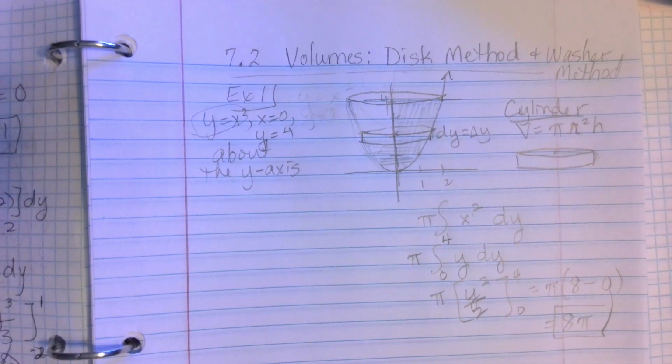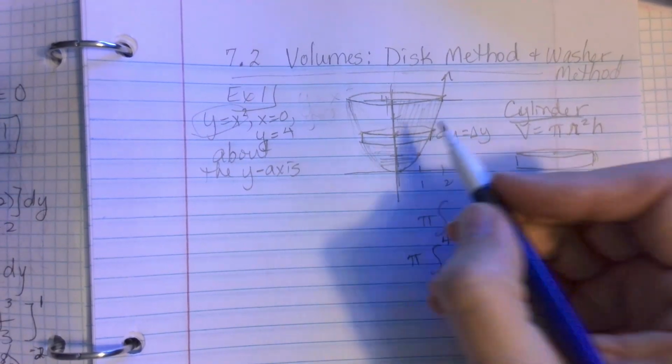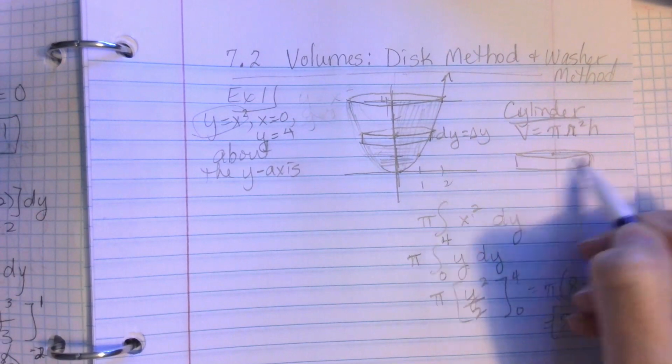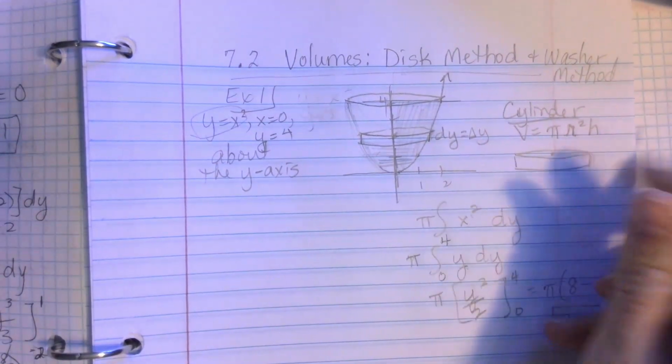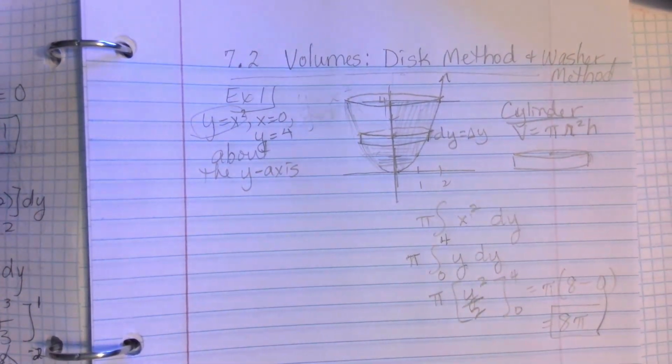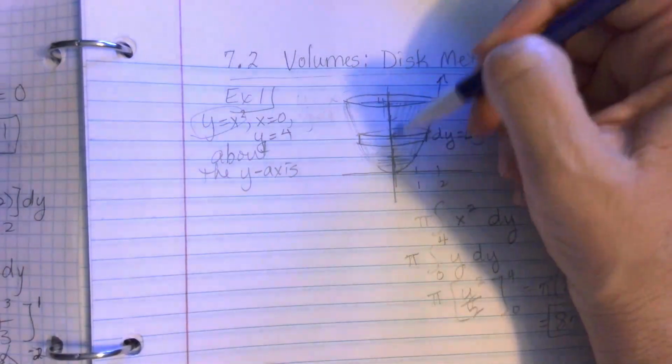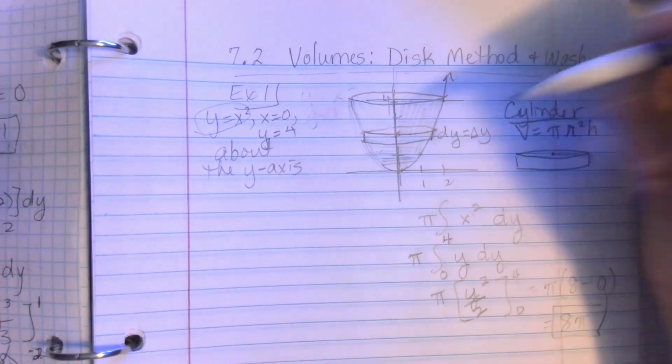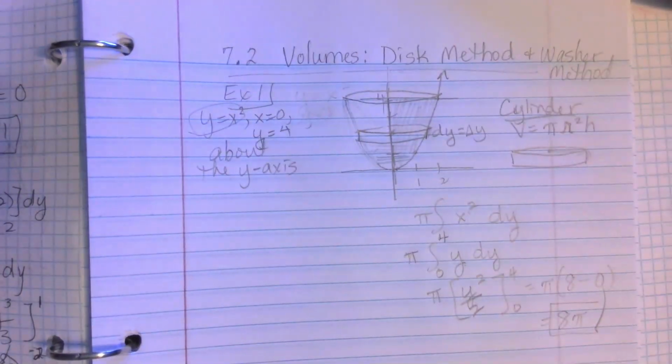So, disk method. The reason it's called a disk is because when we take those little slices out, they look like little bitty, teeny tiny disks. And it is filled in all the way through the axis of rotation.